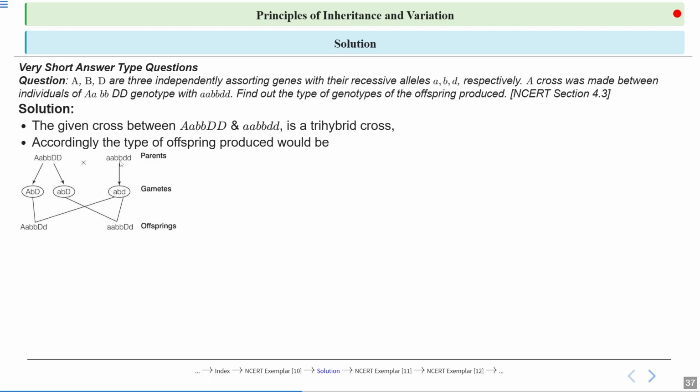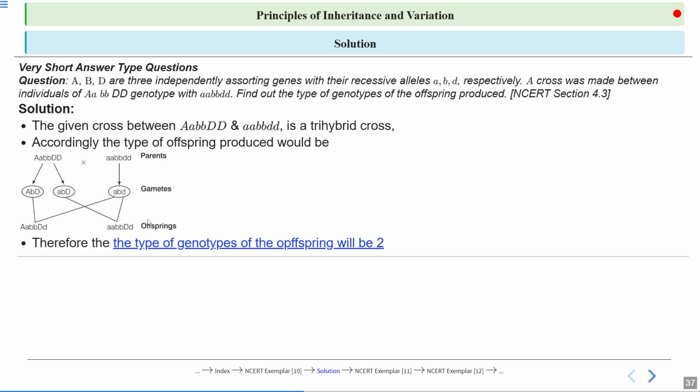So you can use the formula 2 raised to power n here, where n will be 0, so it will produce only one type of gamete. After fertilization, you can see 2 types of offspring being formed here. The 2 gametes produced by the first parent are capital A, small b, small d, and another is small a, small b, small d. So they have equal chance to fertilize the other gamete, which is produced by the other parent. 2 types of offspring are being produced.